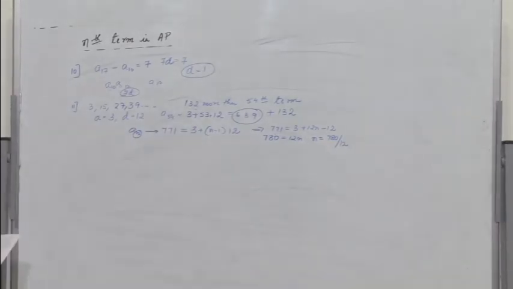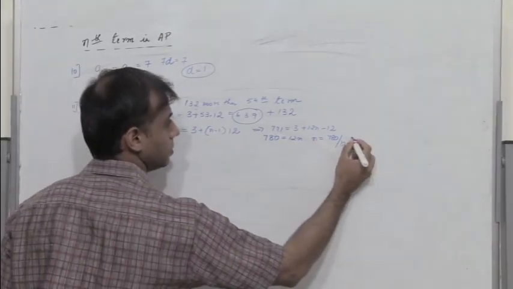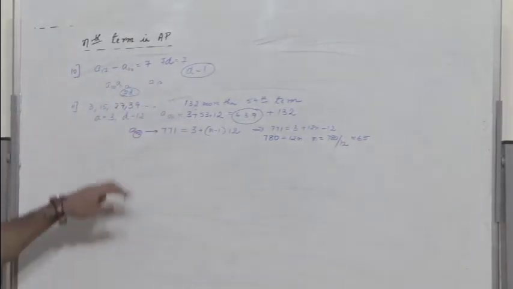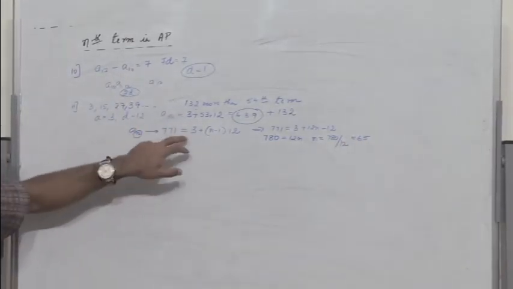So what is the value? The value is 65. So the value of n is 65. So the 65th term is 771.